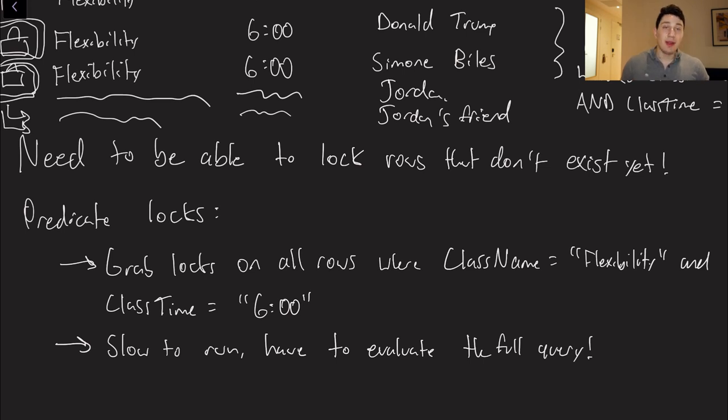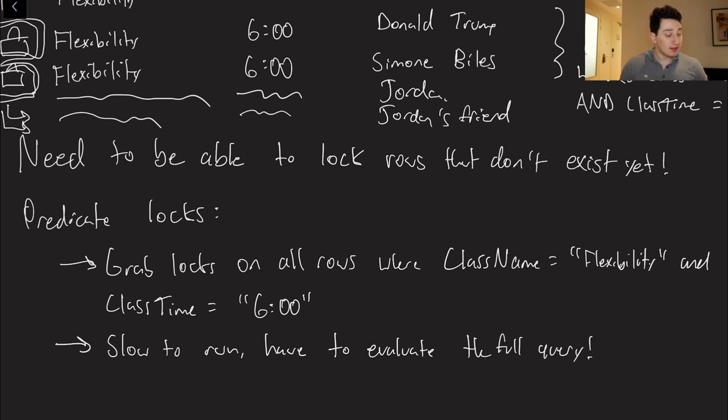So in the case of a predicate lock query, I would say to myself, okay, this is the predicate I want to put a lock on. So before I actually make my write, please put a lock on all of the rows where the class name is flexibility and the class time is 6 o'clock. That way, if the row doesn't even exist yet, it would still have a lock on it because it fits those parameters. That being said, the issue with predicate locks is that they're slow to run.